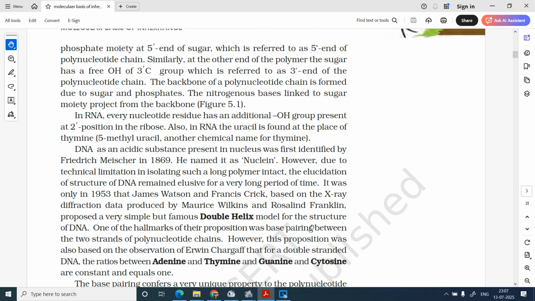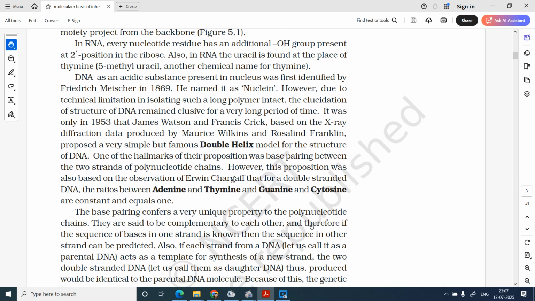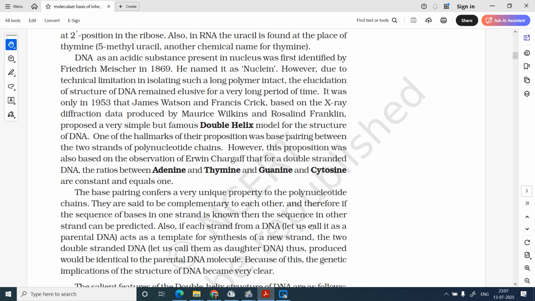One of the hallmarks of their propositions was base pairing between the two strands of the polynucleotide chain. However, this proposition was also based on the observation of Erwin Chargaff that for a double-stranded DNA, the ratio between adenine and thymine and guanine and cytosine was constant and equal to 1. The base pairing confers a very unique property on the polynucleotide chains.